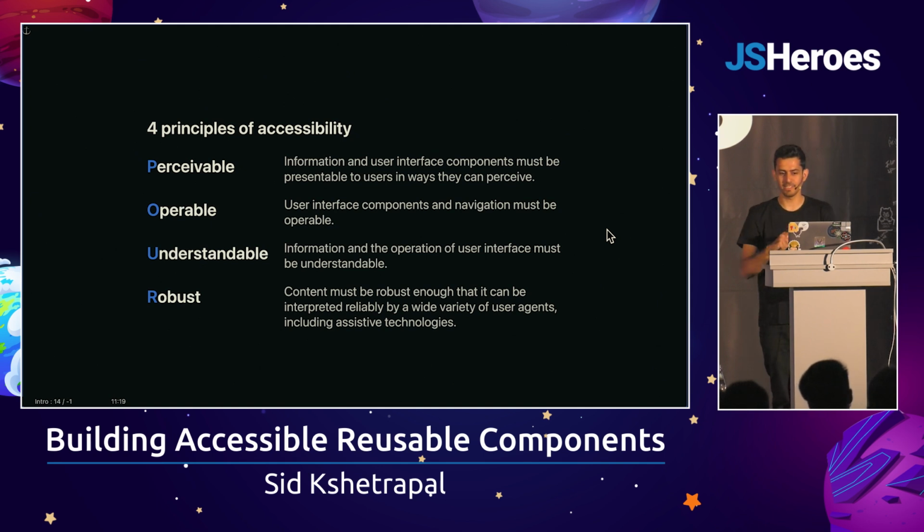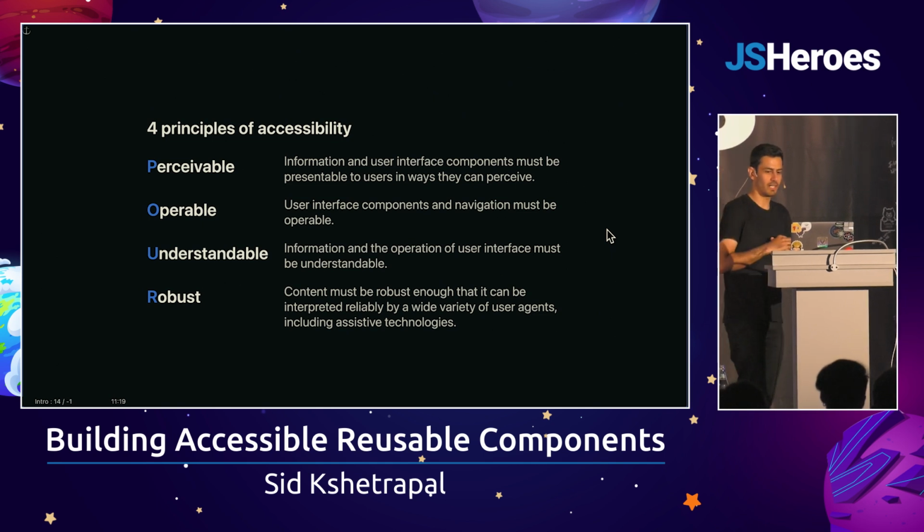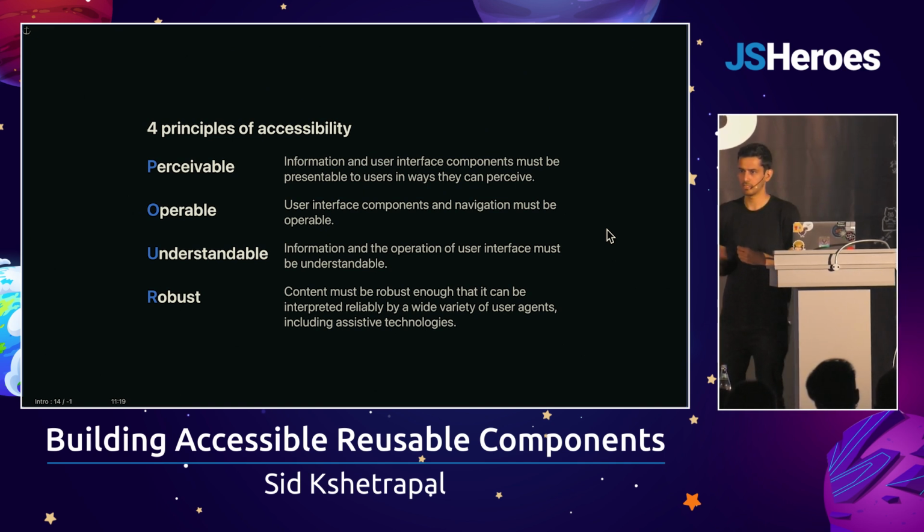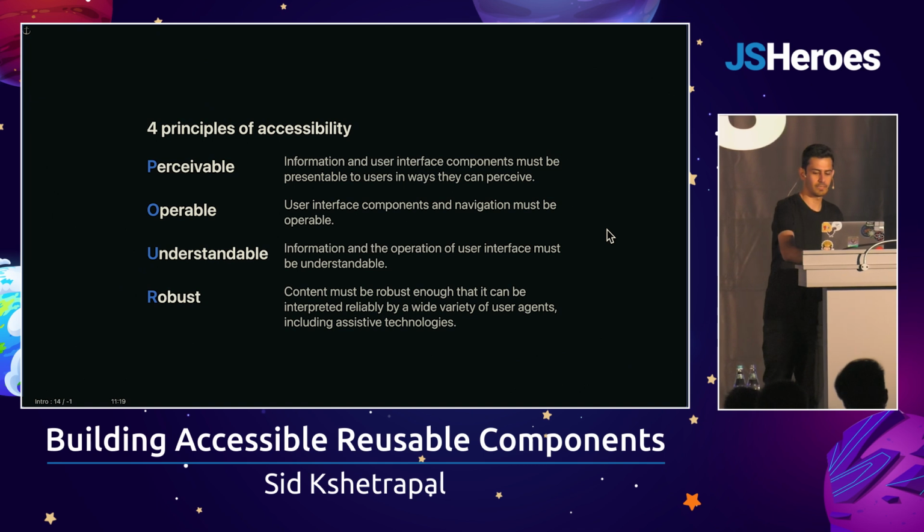I really like the language they use here. Perceivable in ways that people can perceive them. It should be operable, in ways that people can operate them. It should be understandable. It should be clear what the UI is for. And it should be robust, so it should work across browsers, across technologies, across devices.